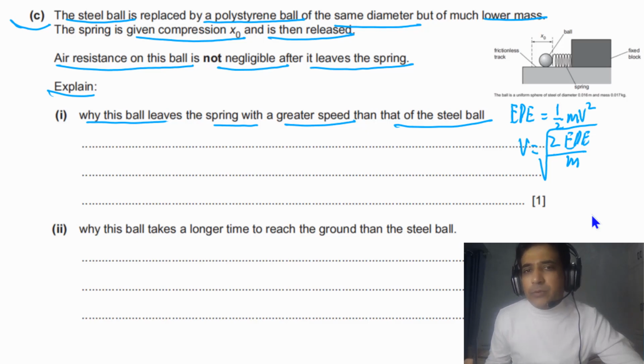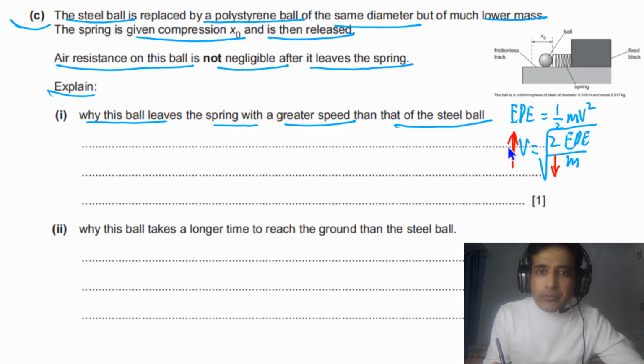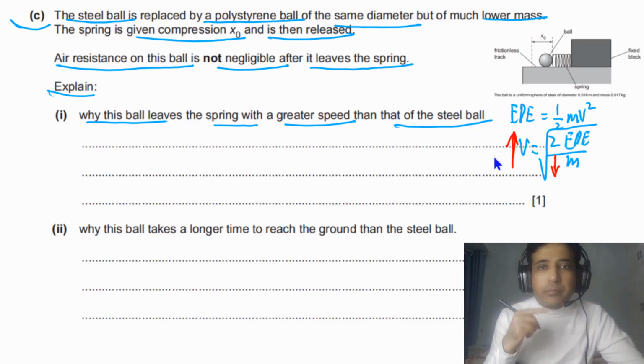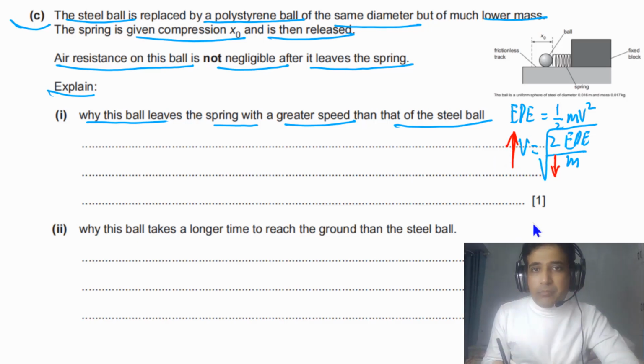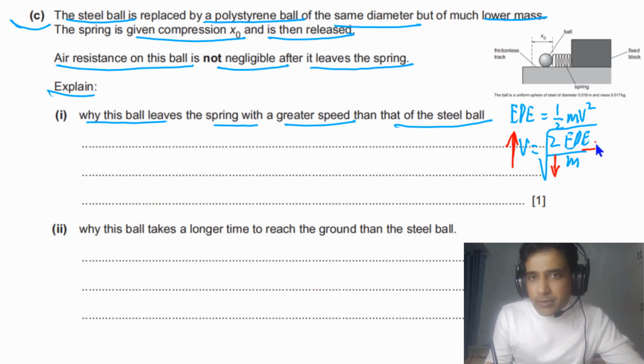From here, you can simply see that if the mass is lower, it means speed will be greater. So the polystyrene ball will have greater speed because it has lower mass. These two balls have the same EPE, and the second ball has lower mass, so the speed of the second ball will be greater.